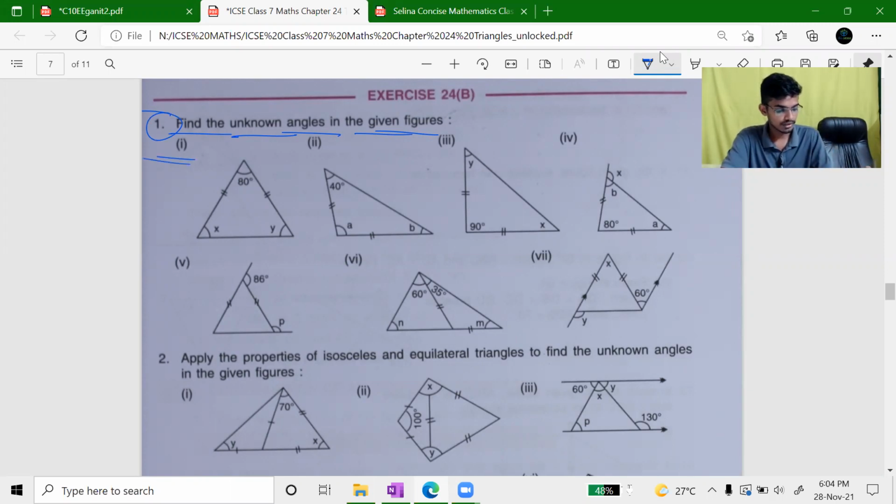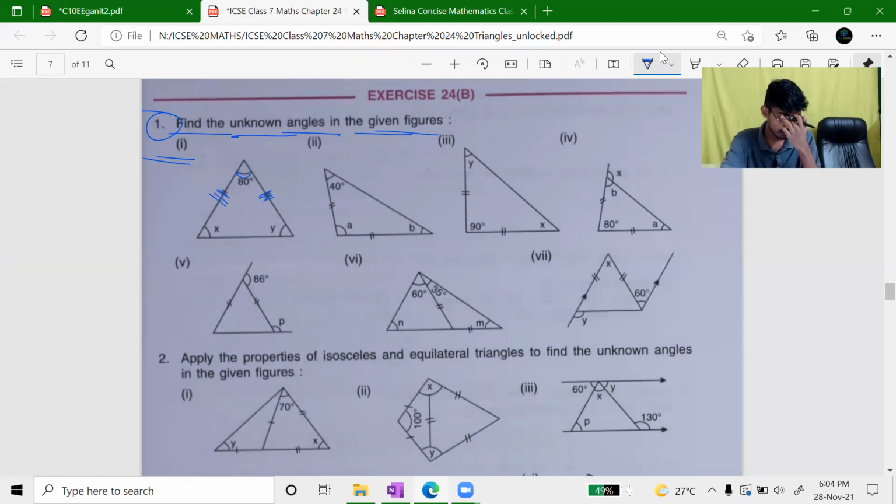Let us see the first question. In the given triangle, only one angle is given and two sides are equal. Now first of all, tell me which type of triangle is it? Isosceles triangle. If this is an isosceles triangle, then both the angles will be equal, right? Equal. It will be equal.